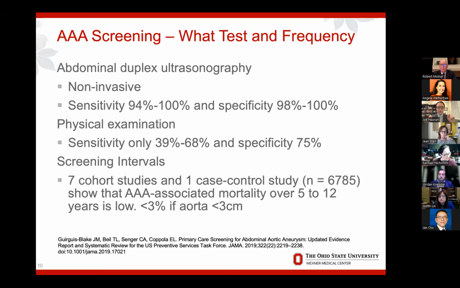And it's very low if your aorta is less than 3 centimeters at the initial screening. So we have pretty robust data saying one-time screening, if it's smaller than 3 centimeters, pretty good chance that you're going to be around 5 to 10 years out.